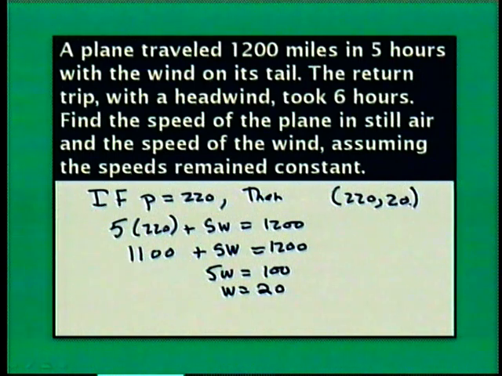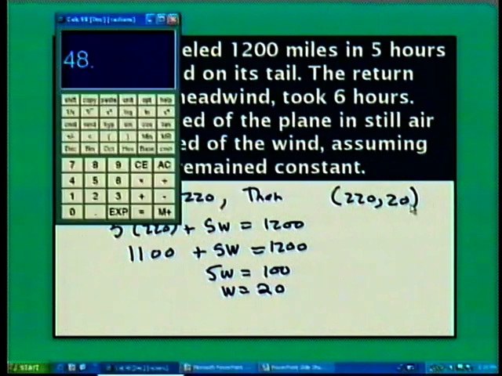Now I want to check, and the way I'm going to check, I'm going to make sure that both of these trips with the wind and against the wind were indeed 1,200 miles. So here's what I'm going to do. With the wind, that was 5 hours. The plane was traveling 240 miles per hour when I add the speed of the plane and the speed of the wind. That's 1,200. Let's make sure I get 1,200 miles on the way back with a headwind.